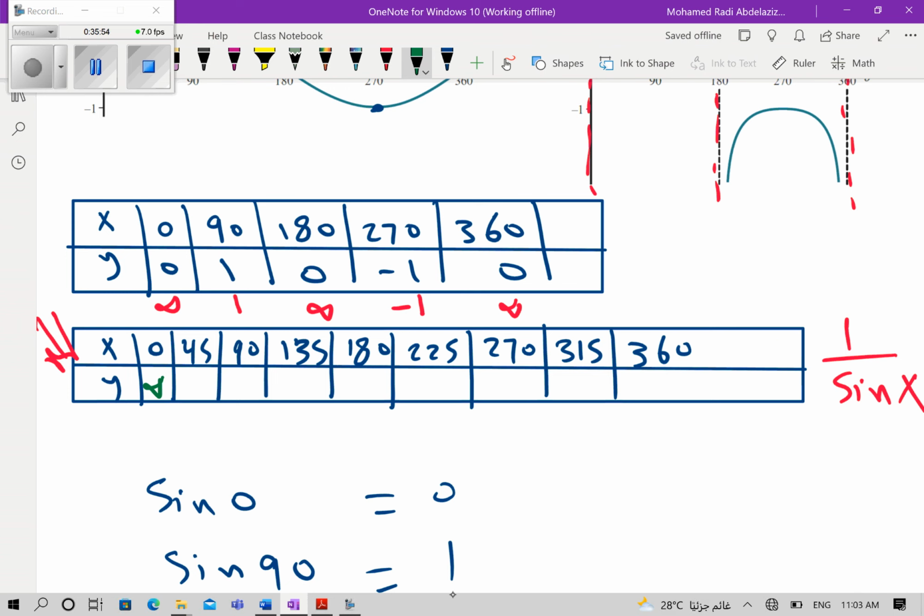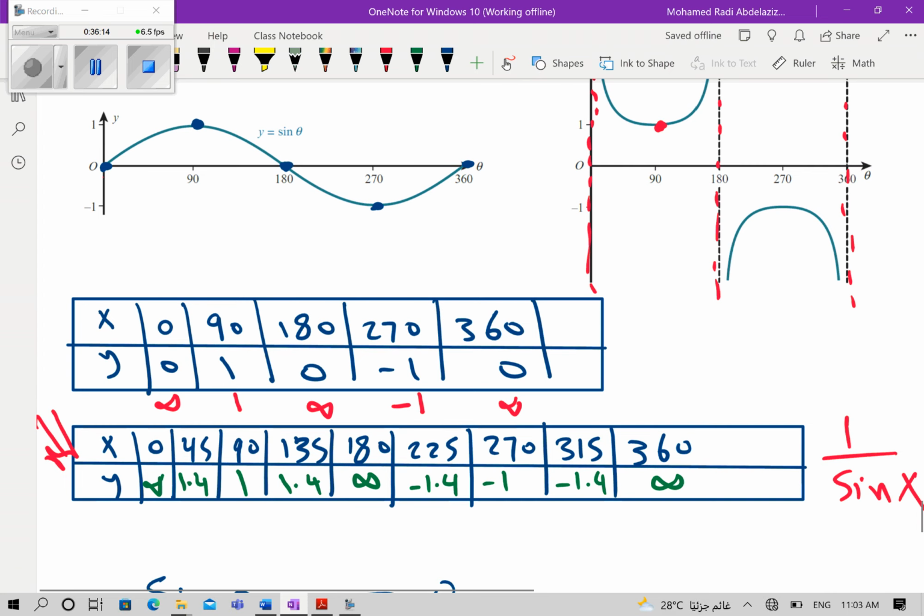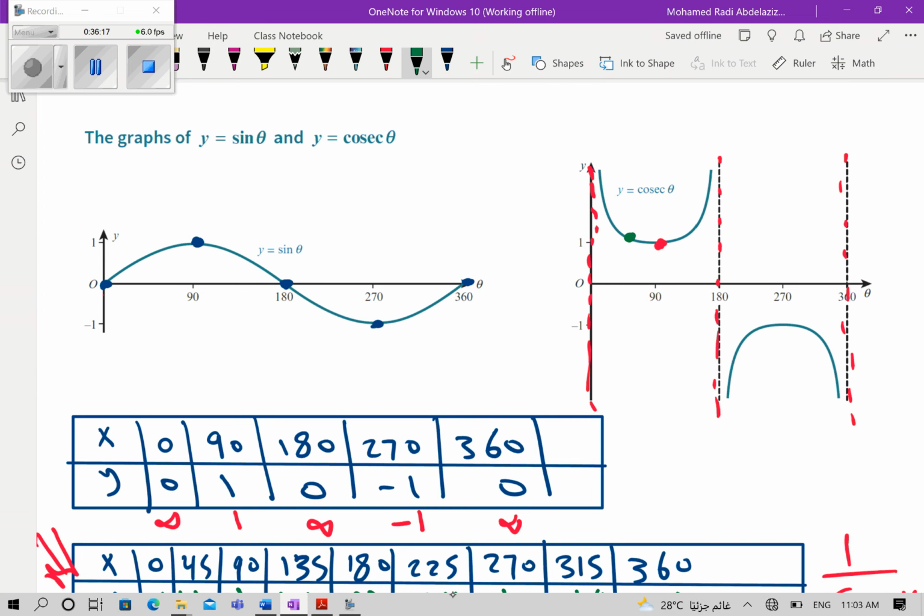Second one, 1.4, then 1, then 1.4, error, negative 1.4, negative 1, negative 1.4, error. Error means vertical asymptote line. Clear? The first point, 45, is 1.4. 90 is 1. 135 is 1.4, like a U shape. The second one is the same: 270 is negative 1, and here negative 1.4, negative 1.4.